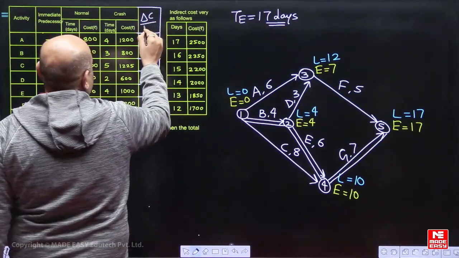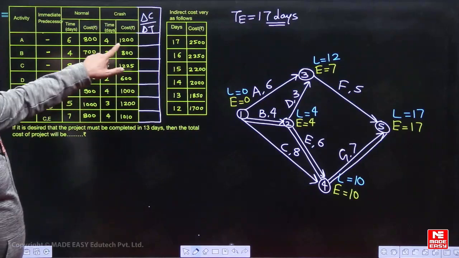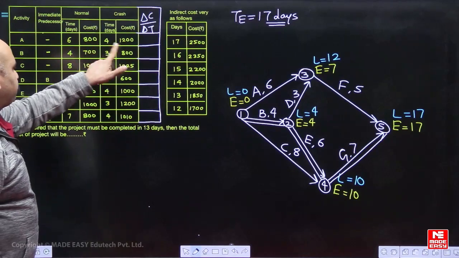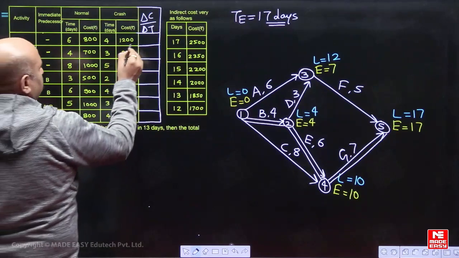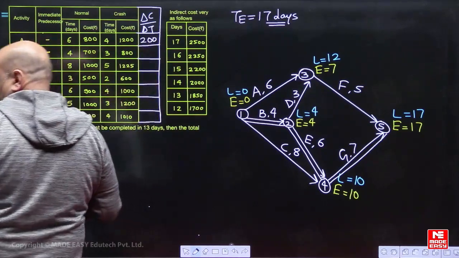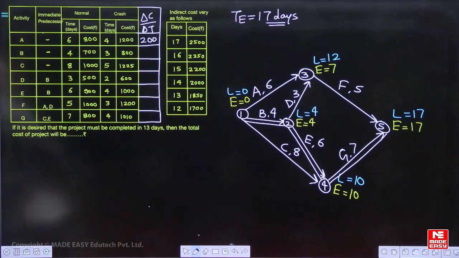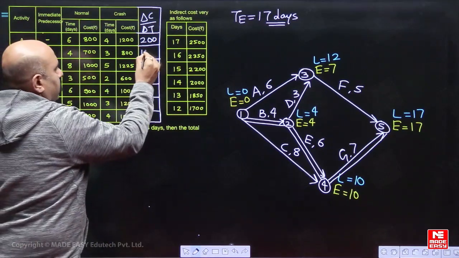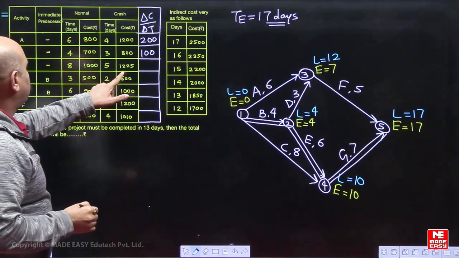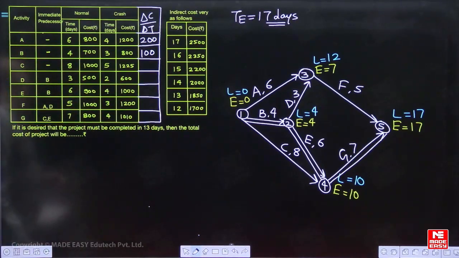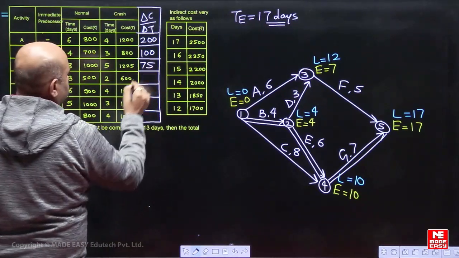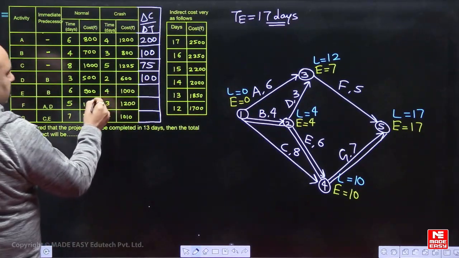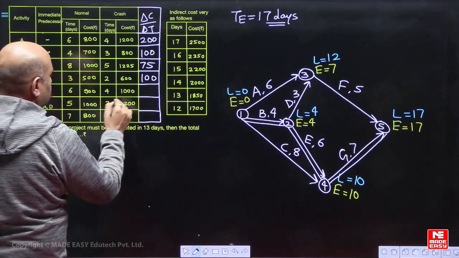And hopefully everyone understands cost slope. See, 1200 minus 800 divided by 6 minus 4. So see, 400 divided by 2, that will be 200. Now, hopefully everyone understands what I mean by cost slope. See, 800 minus 700 divided by 1, 100. Then 225 divided by 3, so that will be 75. 600 minus 500, 100 divided by 1. 1000 minus 900, 100 divided by 2 is 50.